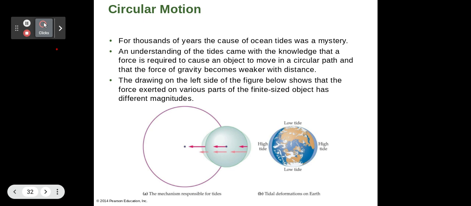Okay, so the other practical application, well, it's not an application, it's an explanation, I guess, is the tides. For years and years and years, what causes the ocean tides and when they're going to happen was a mystery. But when we learned more about the circular path and about centripetal acceleration and centripetal force, we were able to understand low and high tides a little bit better.